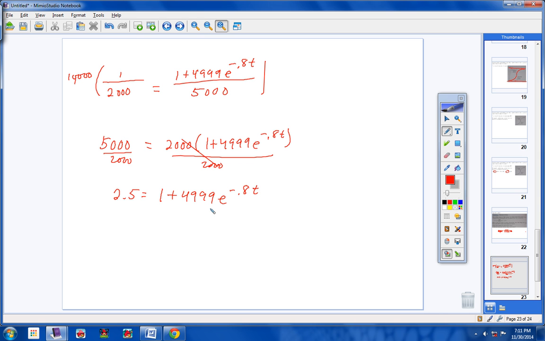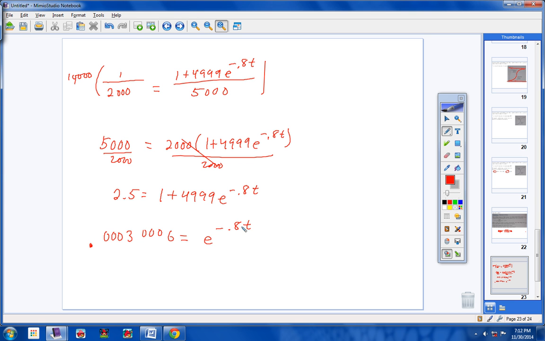Now, if you bring the 1 over and make it a negative 1, what you want to do, students, you're solving for t, so you want to get the unknown and its base all by itself. So I want to bring the 1 over, make it negative, then divide both sides by 4,999. Okay, now if you do that correctly, you're going to come up with 2.5 minus 1 divided by 4,999, which would give you 0.0003006 equals e to the negative 0.8t.